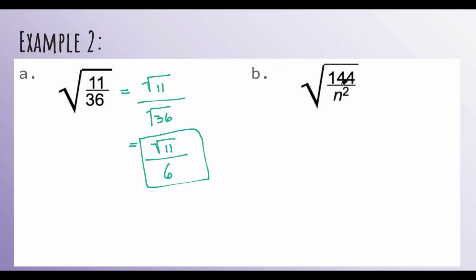The next one, we have the square root of 144 divided by n squared. So this is the square root of 144 over the square root of n squared.